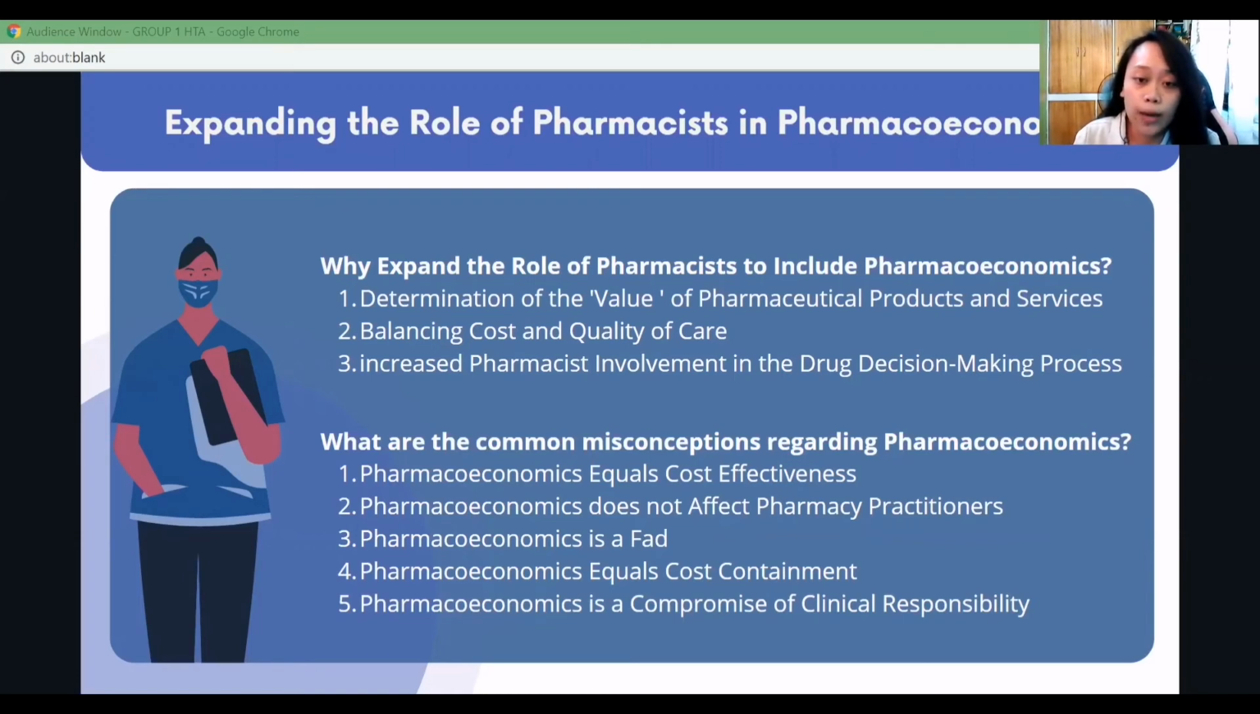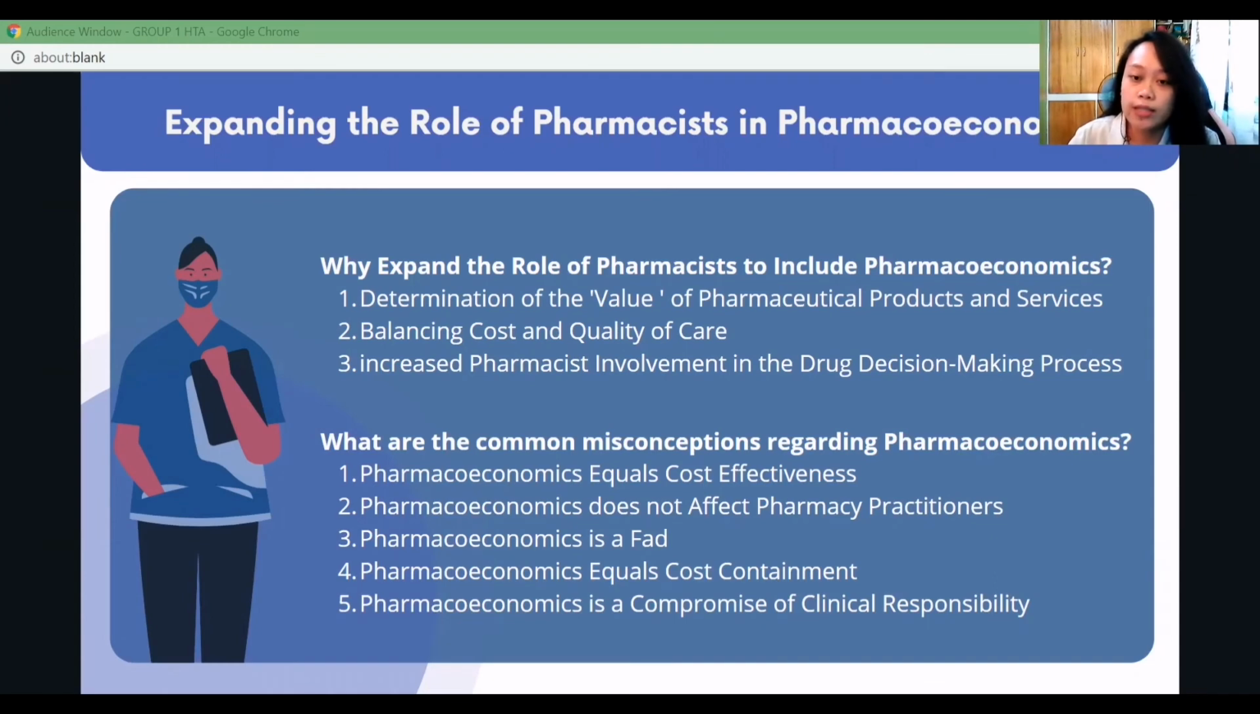Next is balancing cost and quality of care. Using pharmacoeconomic techniques enables the pharmacist to balance cost and patient outcome to determine which treatment alternatives yield the best outcome per money the patient spent. And pharmacoeconomic analysis can also assist in determining which products and services represent the best value for patients, departments, and institutions.